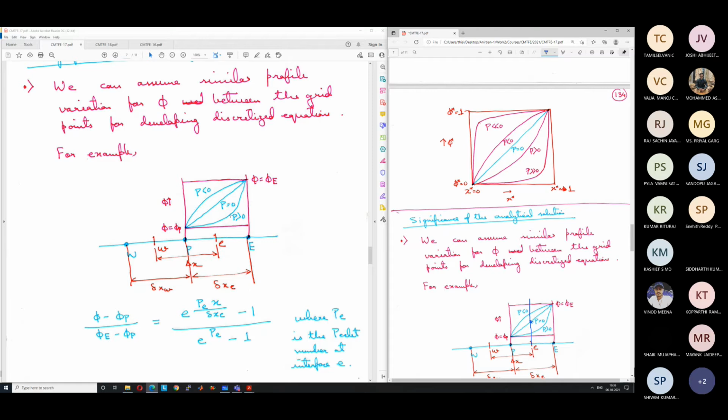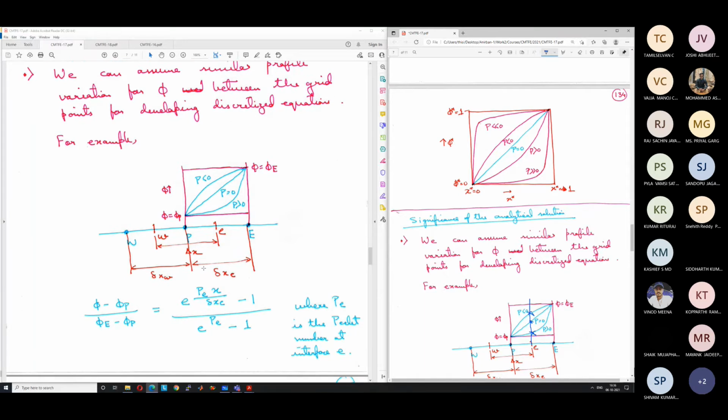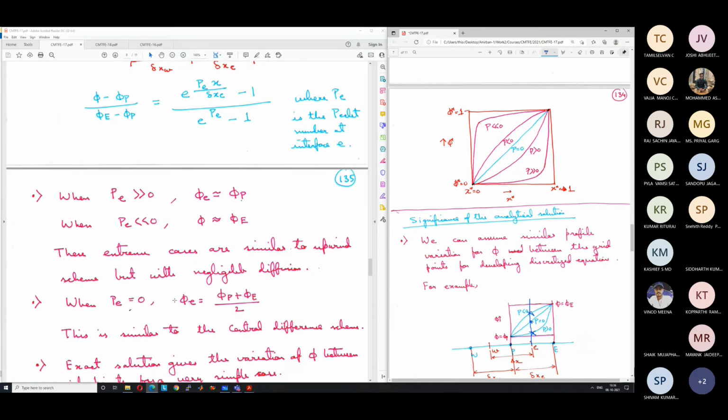If the Peclet number is positive, meaning flow comes from the left to the right, the value here is very near to phi P. And if the Peclet number is negative, flow comes from the east side, and the value here is much nearer to phi E. With this in mind, let us try to derive a new scheme, which we will call the exponential scheme.